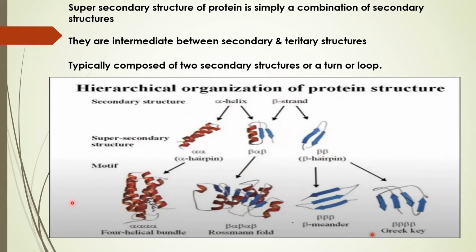When secondary structure and motif combine, they will form a domain here. For example, four alpha helices are combining here, so the four helical bundle is produced. Beta alpha beta is combining, so the Rossmann fold is produced. I will talk about this Rossmann fold later in my next slides. Four beta strands combining produces the Greek key.